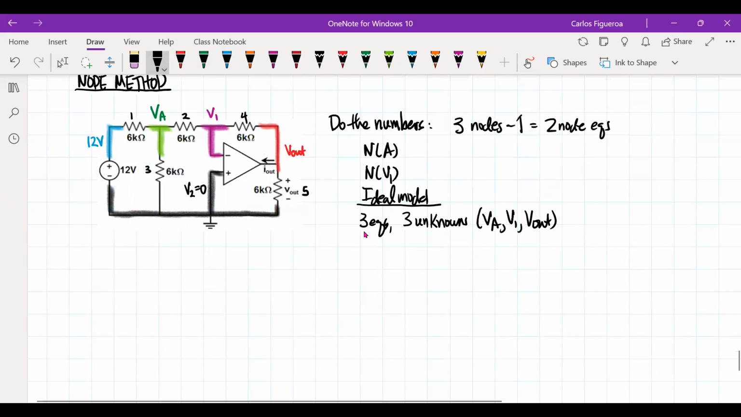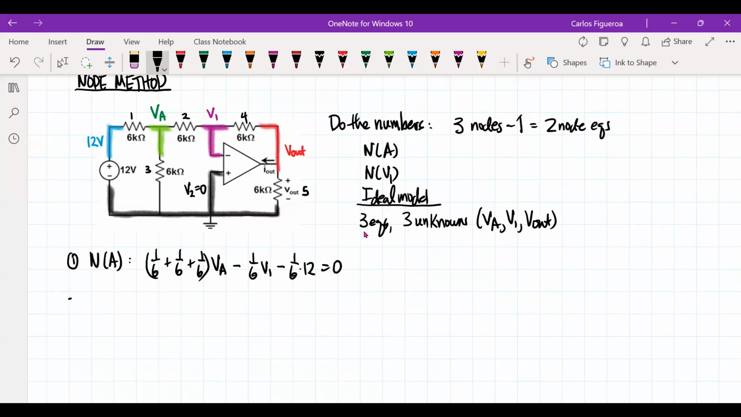The first equation that I'm going to go after is node A. At node A, I see I have 3 resistors. So I'm going to have 1/6, 1/6, 1/6 times VA. Then I'm going to get 1 mutual: 1 is with the ground, 1 is with 12, and 1 is with V1. So then I'm going to get 1/6 V1 minus 1/6 times 12 is equal to 0.